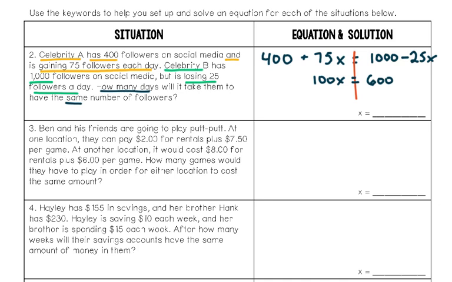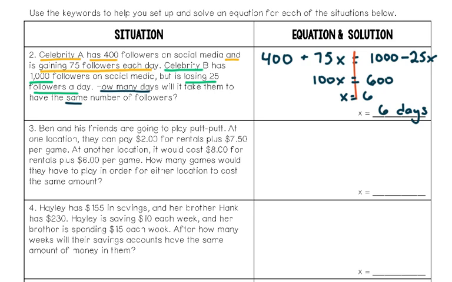Tell me what is the solution to the equation and what does it mean in the context of the problem. You should get x equals 6, which means it'll take 6 days for these two celebrities to have the same number of followers. Let's do the same thing for number 3. As I read, make sure to underline or circle any numbers or keywords in the problem.